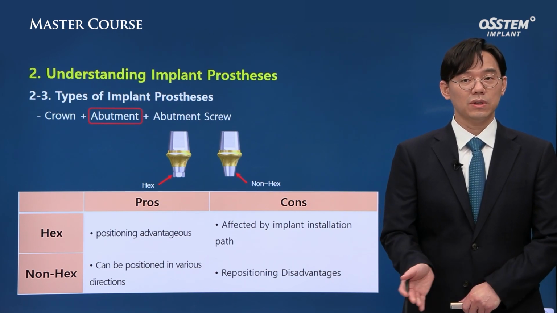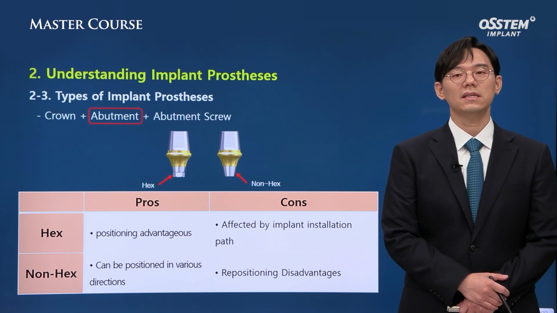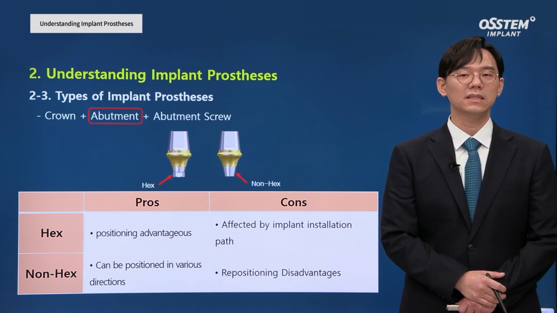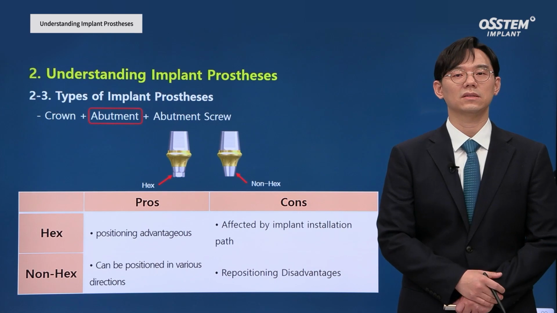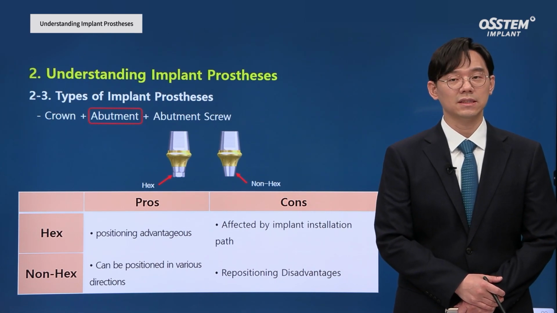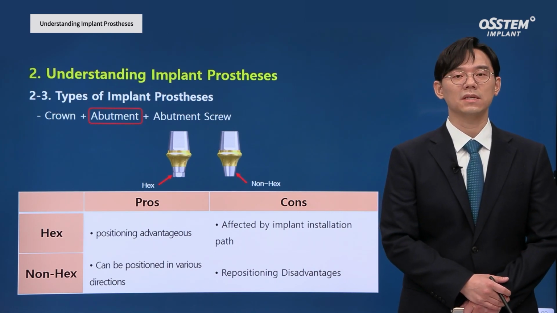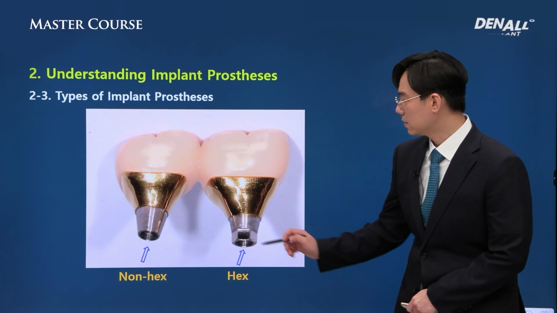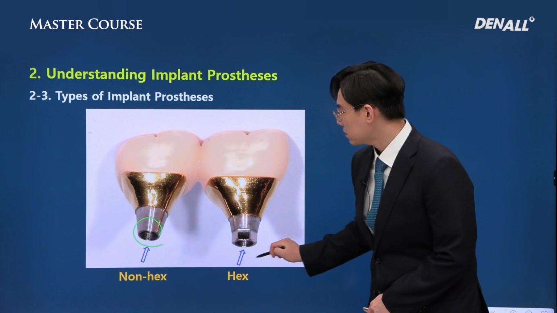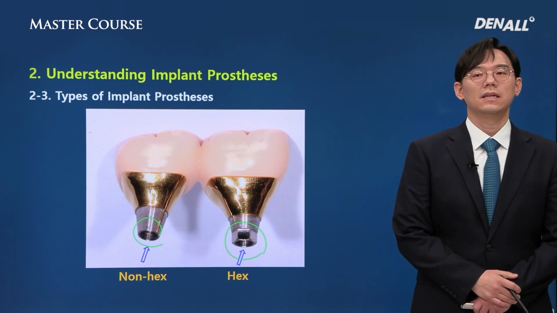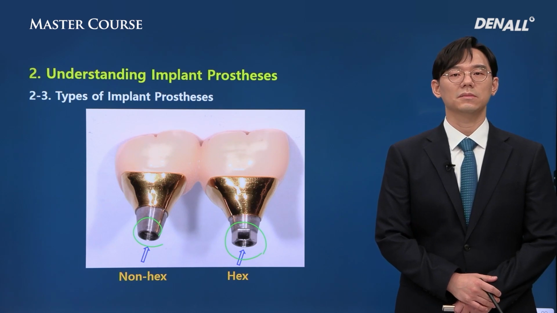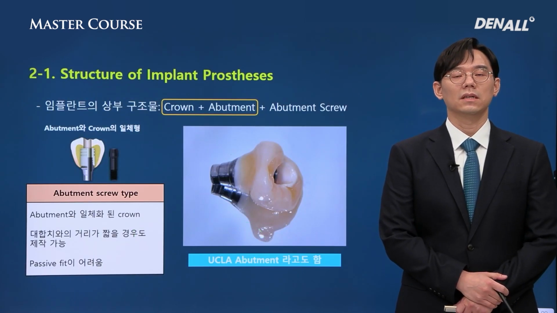For two-piece abutment, it can be divided into hex and non-hex abutments. Hex abutment has the advantage of being able to reposition abutment. Non-hex connection is more intricate regarding abutment. I'm going to address it more deeply in the next lecture. This is hex and non-hex. There are clear advantages and disadvantages, so you need to choose accordingly to different situations.